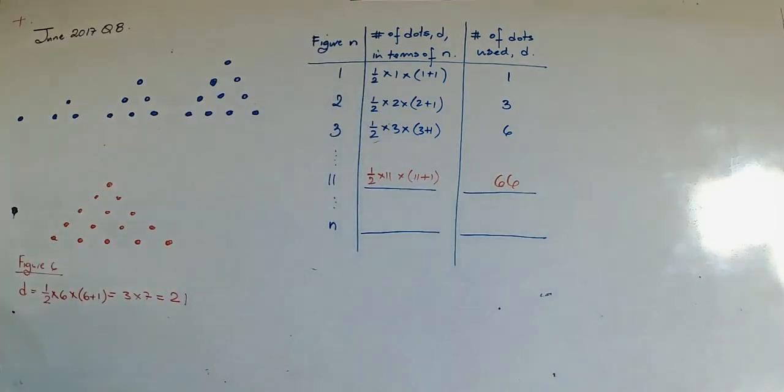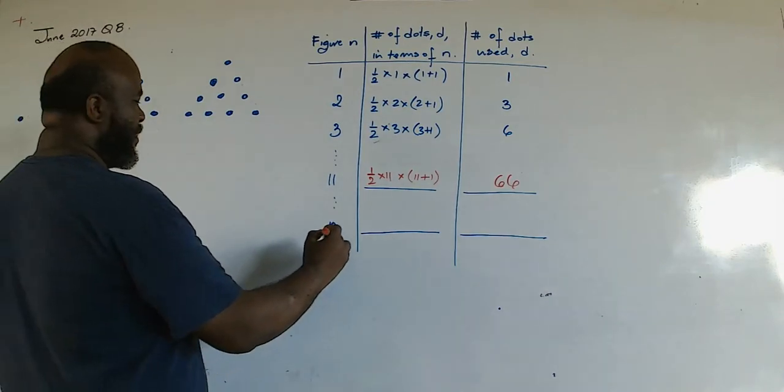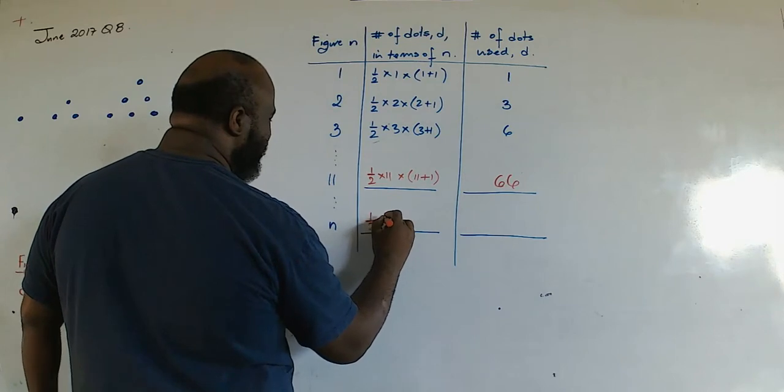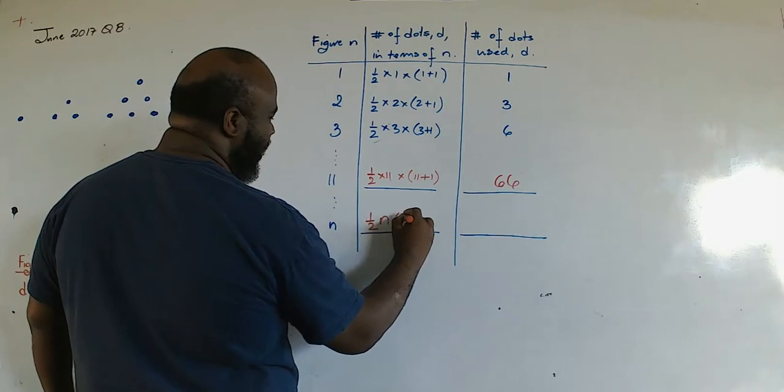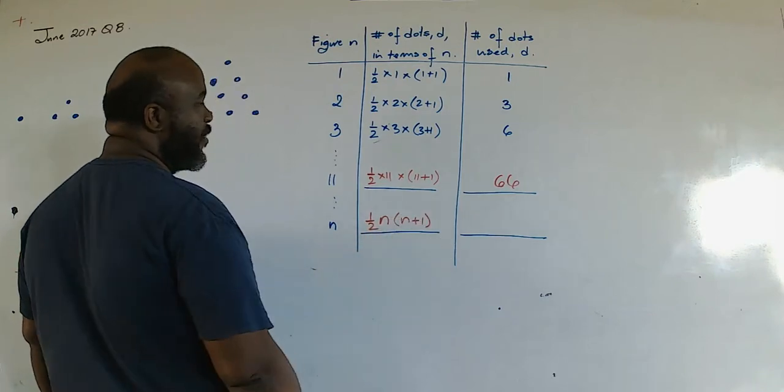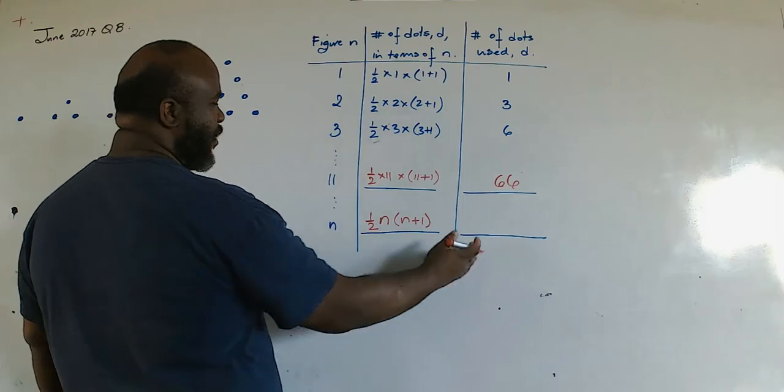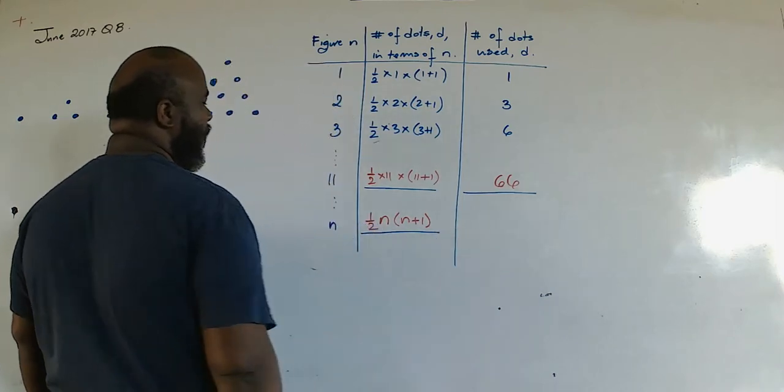Then now, determine which figure. Sorry, let's complete this. This is a half times n. So can I just say a half n times n plus 1? Do you agree? Yes, sir. Fine. There's nothing to put here. Alright, are you ready?